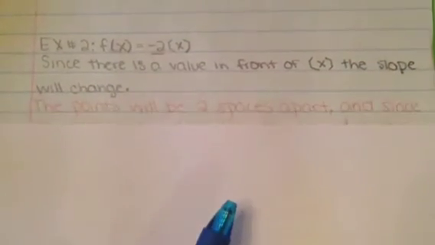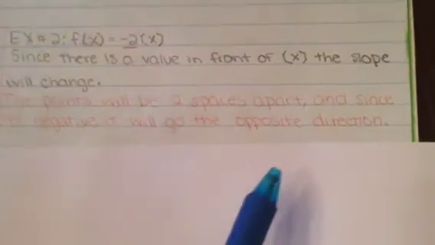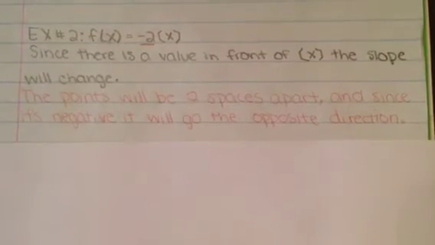Okay, our second example is f(x) equals negative 2⟦x⟧. Since there's a value in front of x, the slope will change. So that's our negative 2. The points will be 2 spaces apart, and since it's negative, it'll go the opposite direction.